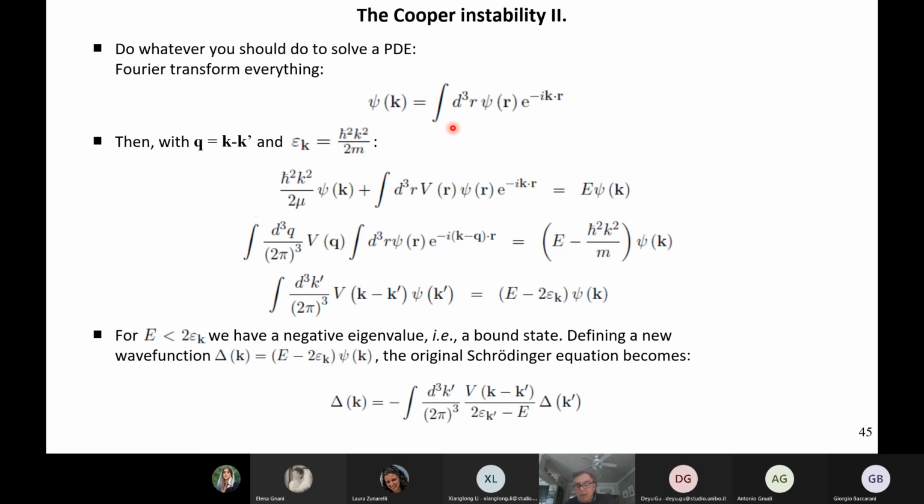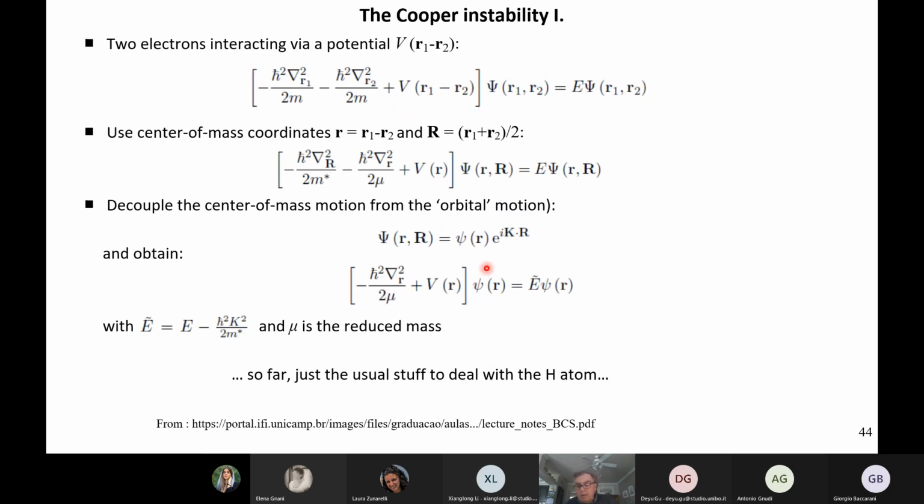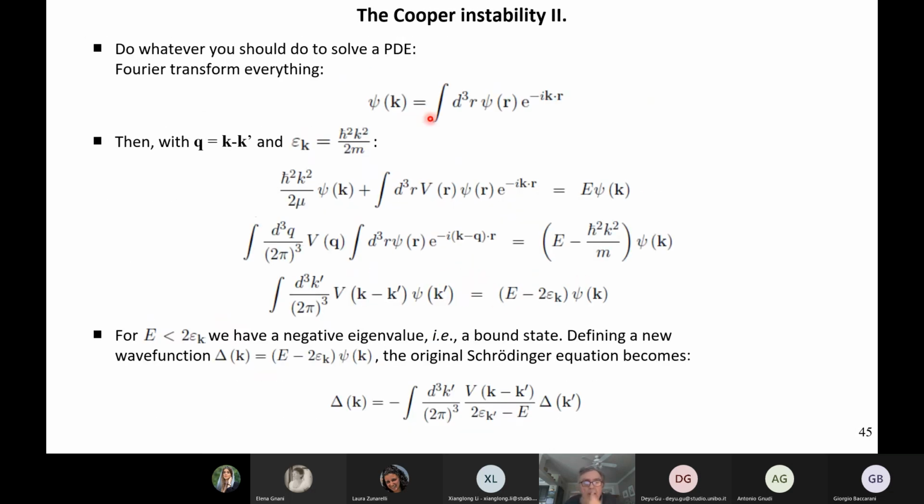So we can do a little bit of manipulation, rewriting this Schrödinger equation in this form. Having gone to the Fourier transform, I now have to deal with the Fourier transform of the potential multiplied by the wave function, which I can write in this way by expressing the potential in terms of its Fourier components Q. And I end up with this form for the Schrödinger equation.